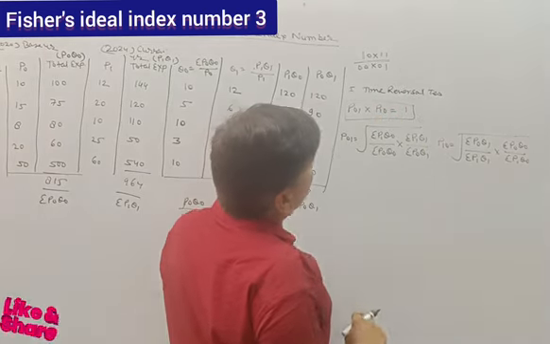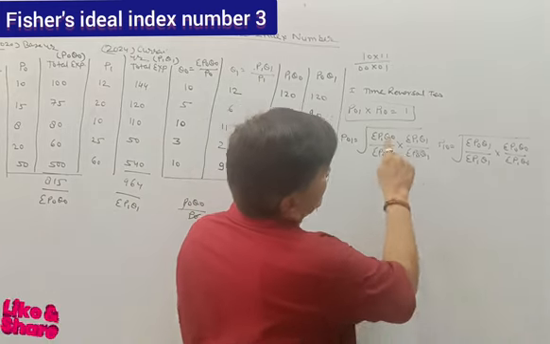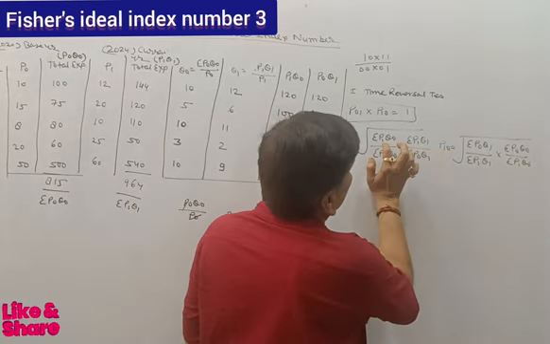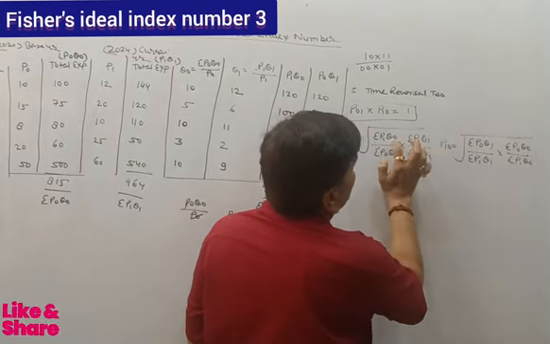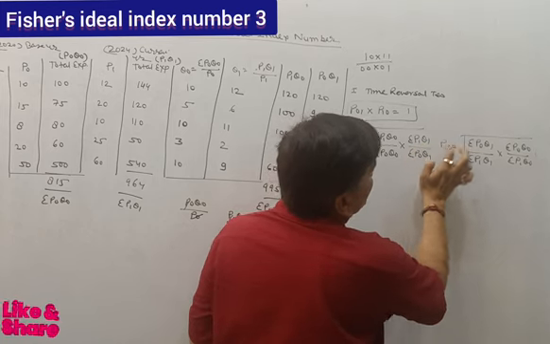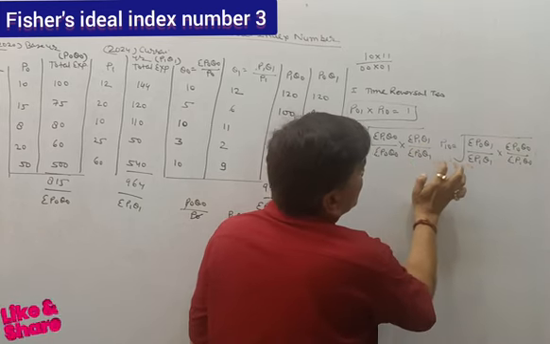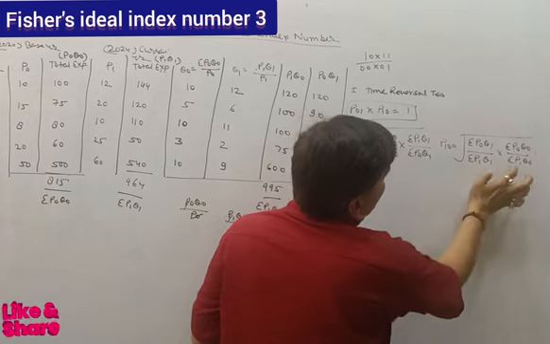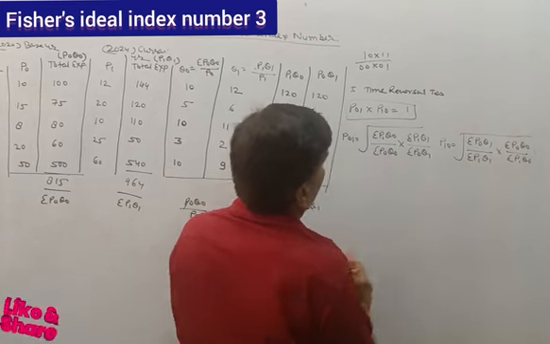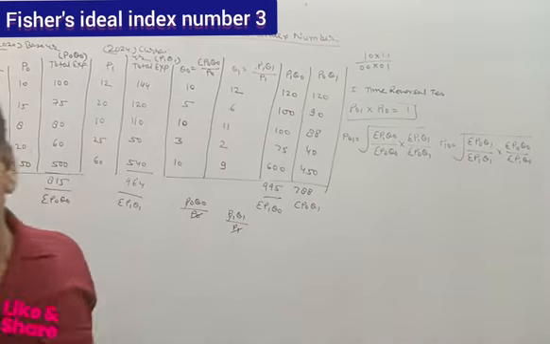So what we are doing? P01 and P10: 1 converted to 0, 0 converted to 1, 1 converted to 0, 0 converted to 1, and 0 converted to 1 and 1 converted to 0.